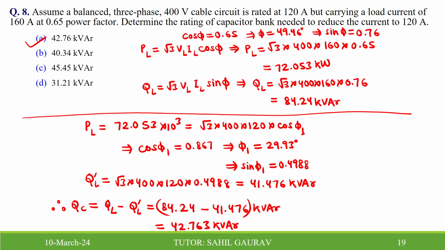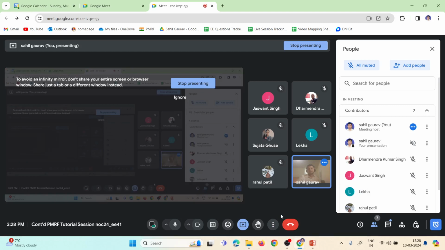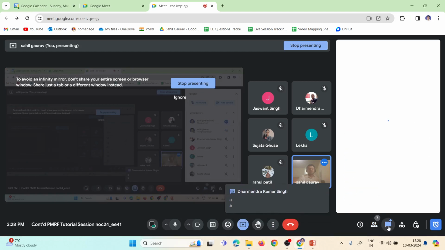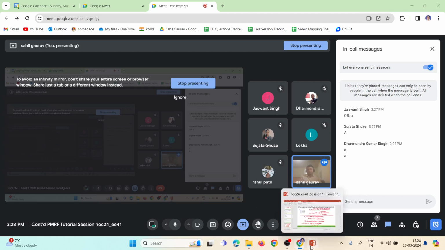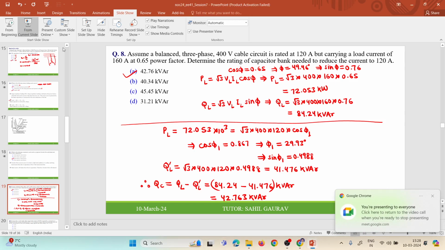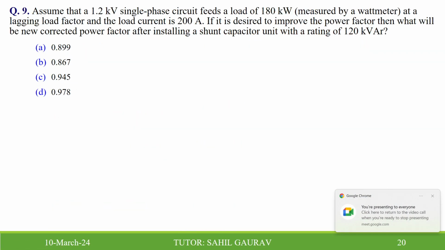Any doubt in this problem? Yes, Jaswant, Sujata, both of you are correct. Dharmender, you are also correct. So A is the correct answer. Now moving to the next problem.